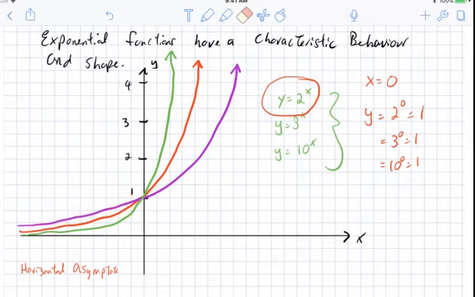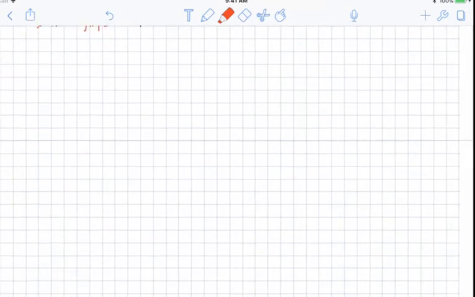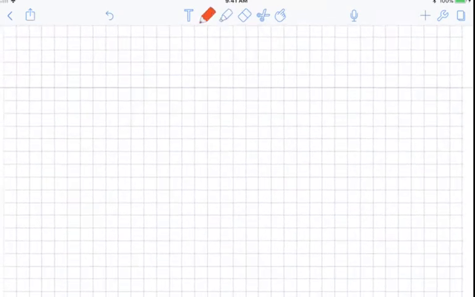Okay, so let's talk about generally the shape of these. It doesn't just go up and it doesn't just go down. It does this for a specific reason. So let's talk about that. What their behavior is like.